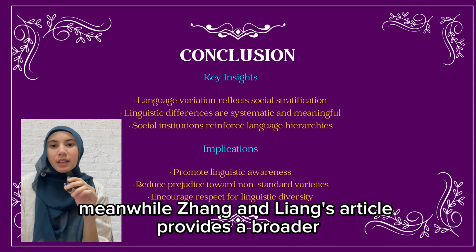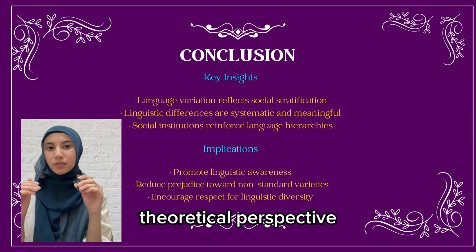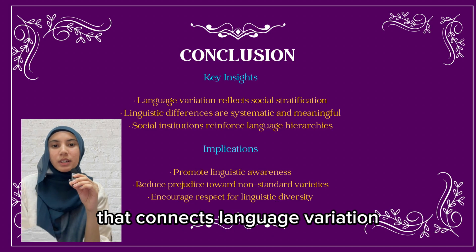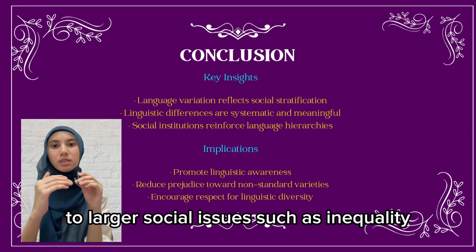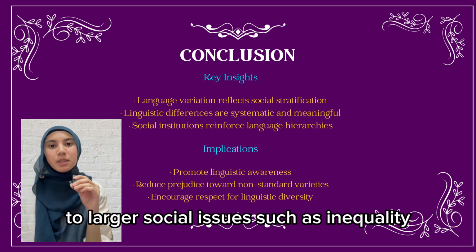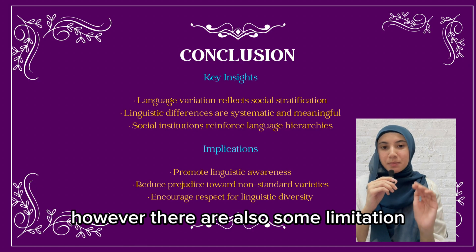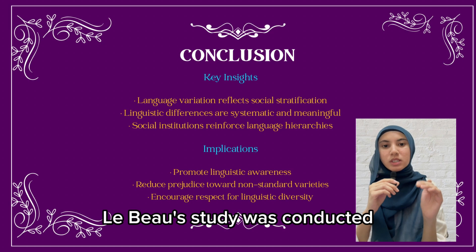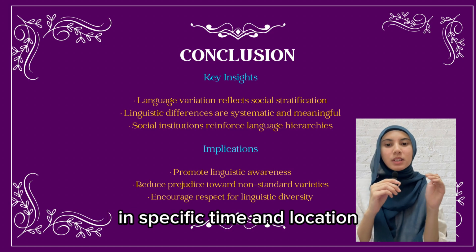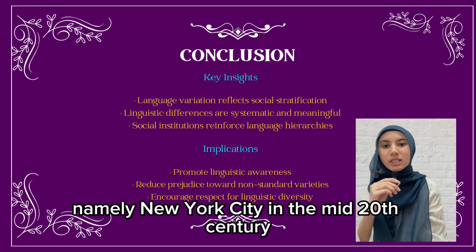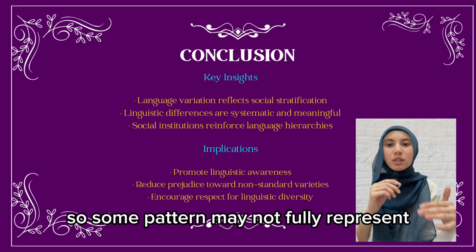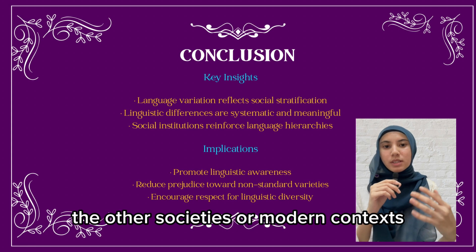Meanwhile, Zhang and Liang's article provides a broader theoretical perspective that connects language variation to larger social issues such as inequality, prestige, and social mobility. However, there are also some limitations. Labov's study was conducted in a specific time and location, namely New York City in the mid-20th century, so some patterns may not fully represent other societies or modern contexts.